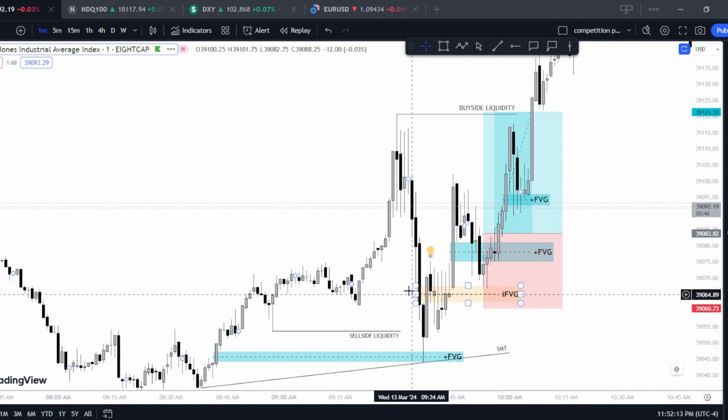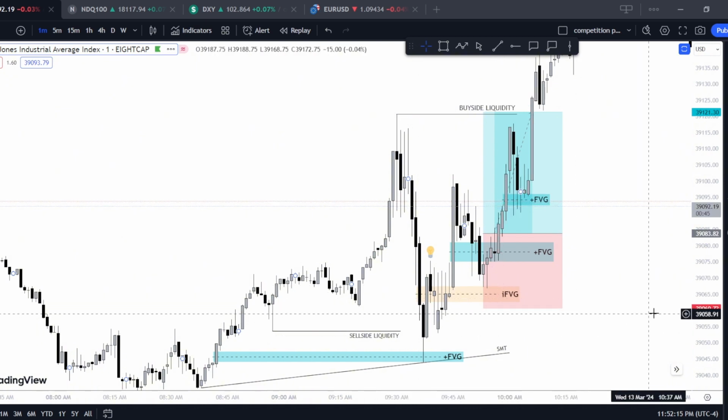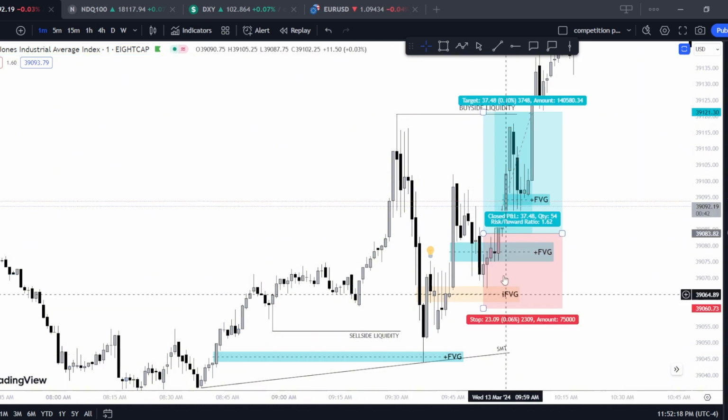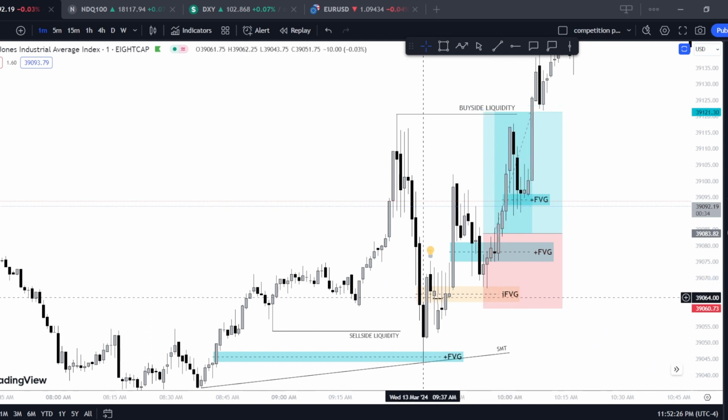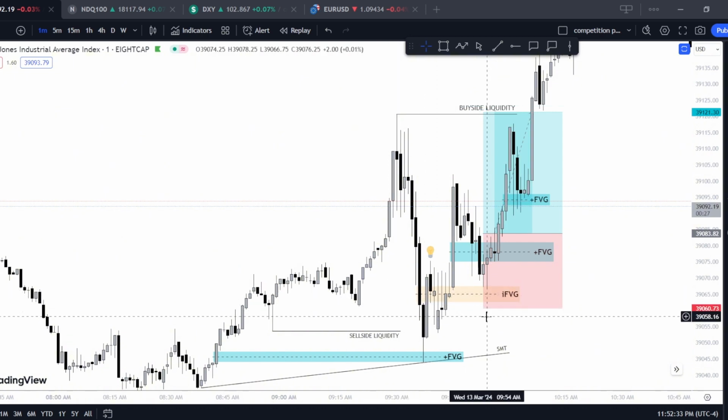Why did I put my stop loss below the inversion fair value gap? Because price can still dig deeper, okay, below the fair value gap here. Price can still dig deeper here, but I don't want to see it trade below this inversion fair value gap. That's why I put my stop loss below the inversion fair value gap.